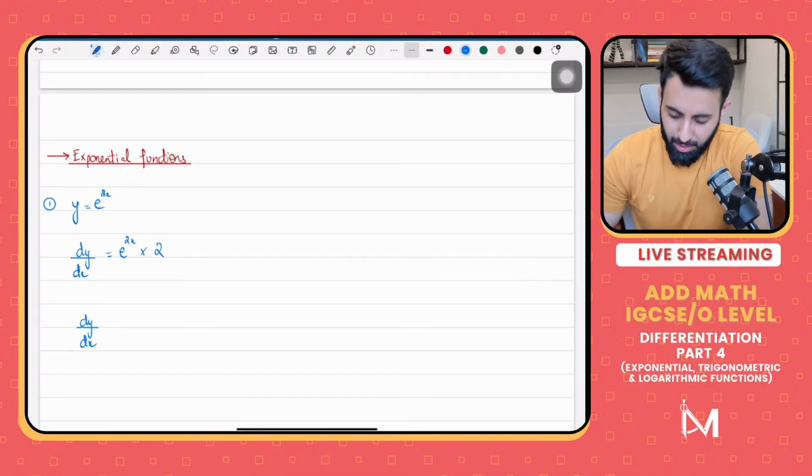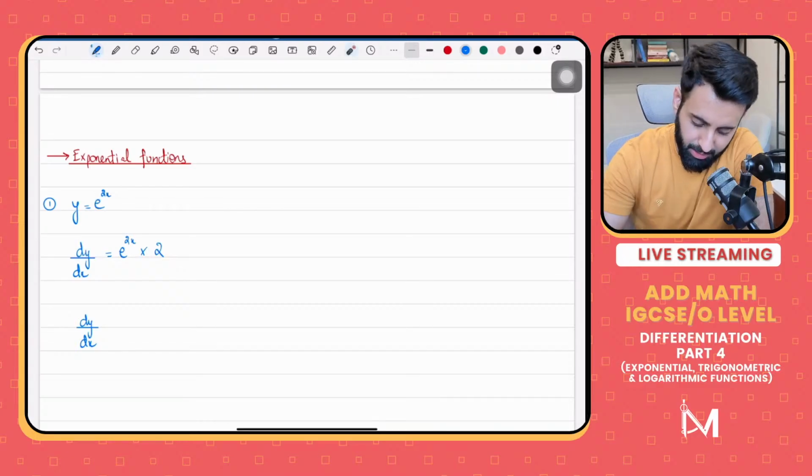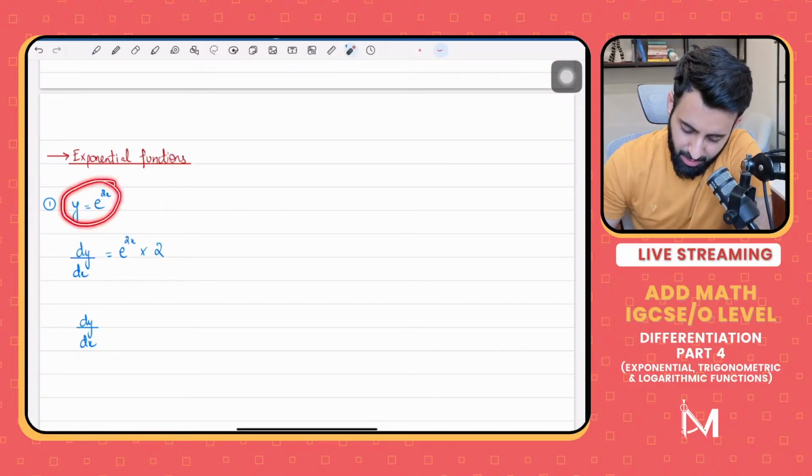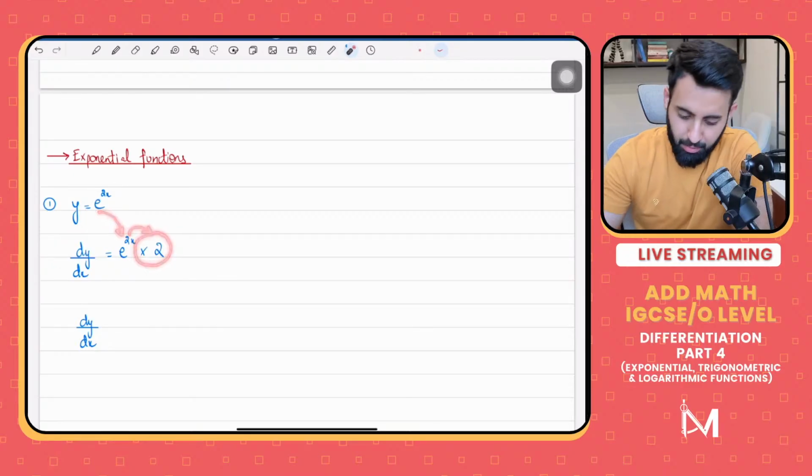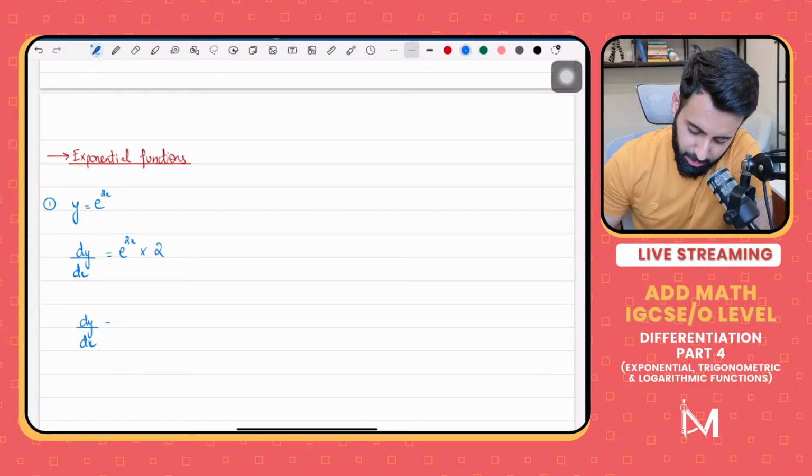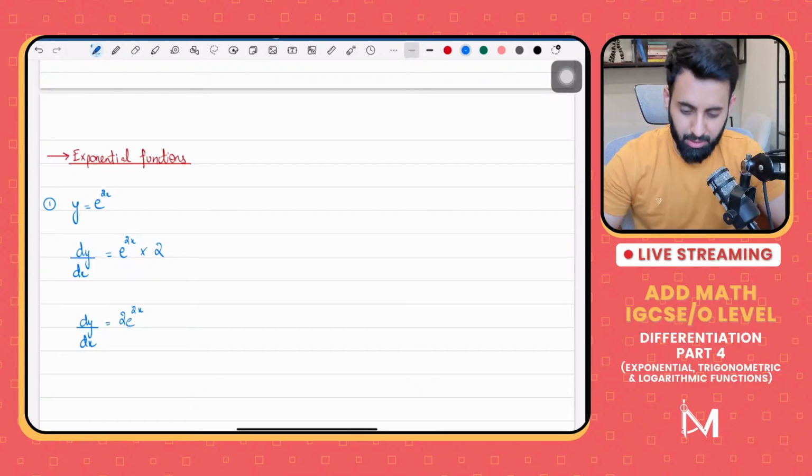So dy by dx is equals to e raised to the power 2x times 2. So I'll explain this again. The way that you differentiate an exponential function is that you first write the function as it is and then you multiply it by the differential of the power. Okay, so we'll write the general rule also, but this becomes 2e raised to the power 2x. Okay, so that's the answer.